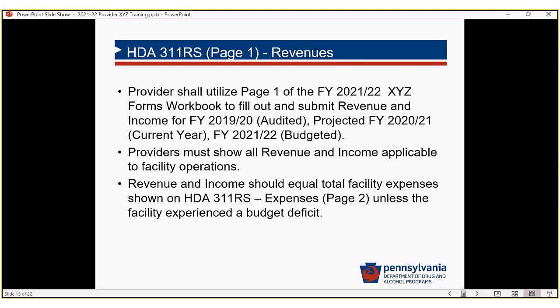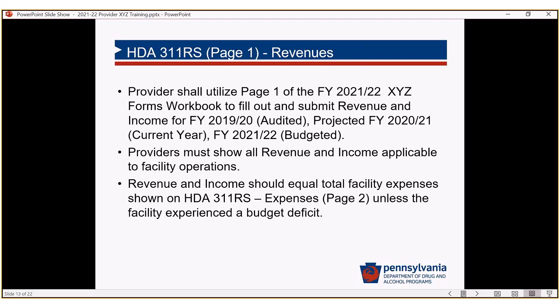The next page in your workbook is identified as your revenues page. What we're looking for you to fill out in the revenue and income is for 3 fiscal years. Those fiscal years are your audited year or prior year actual, which would be fiscal year 1920, the projected year, which is the current fiscal year 2021, and then your budgeted year, which for this purpose is fiscal year 21-22.